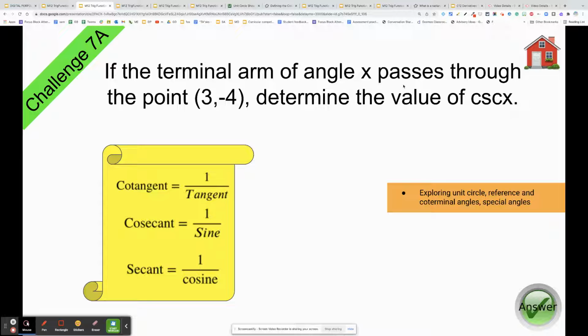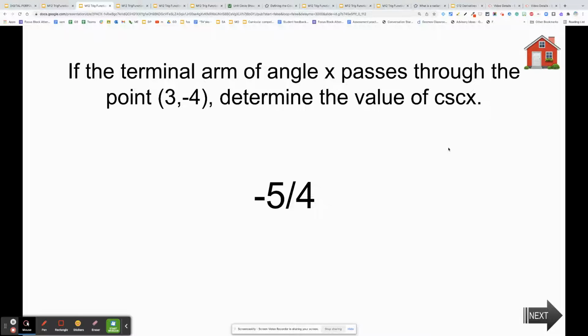If the terminal arm of angle x passes through the point (3, -4), determine the value of cosecant x. Look, we've already done this problem numerous times in the last lesson, so please go back to the last lesson, Trig lesson part 2, and that will provide you the support you need there, but the answer is -5 over 4.